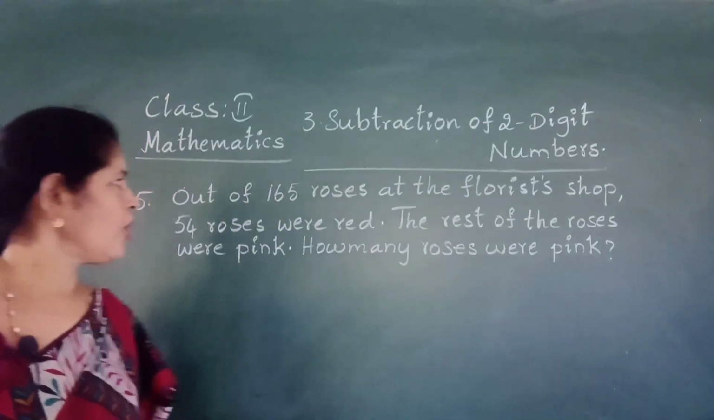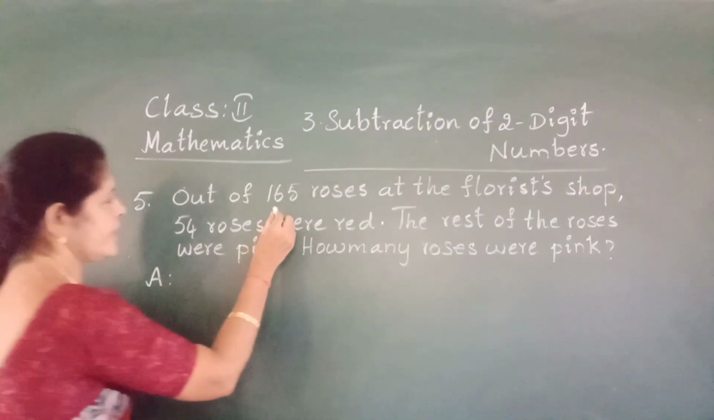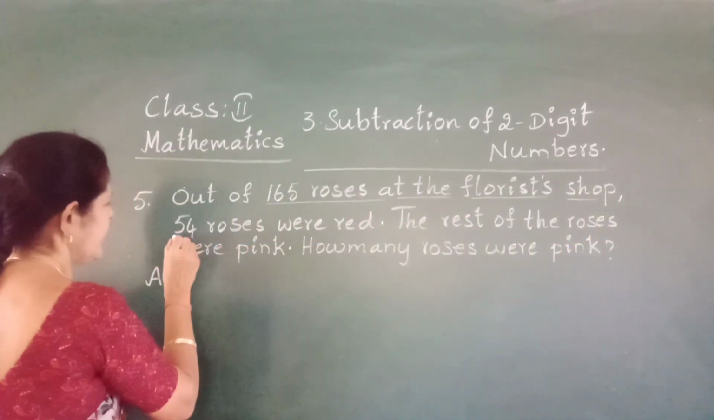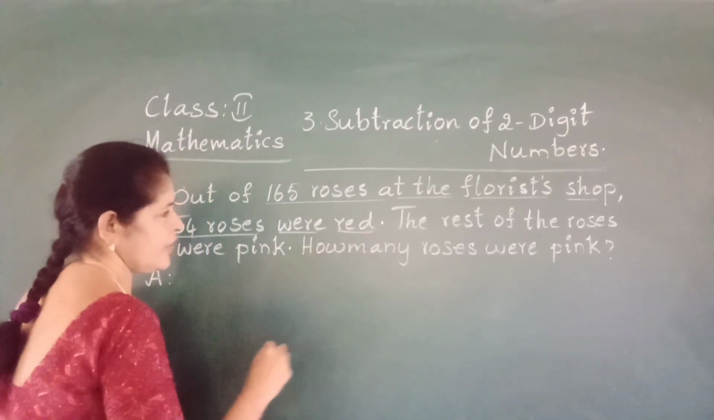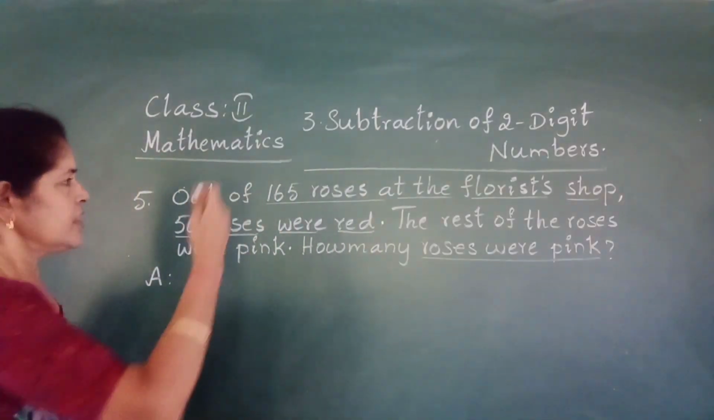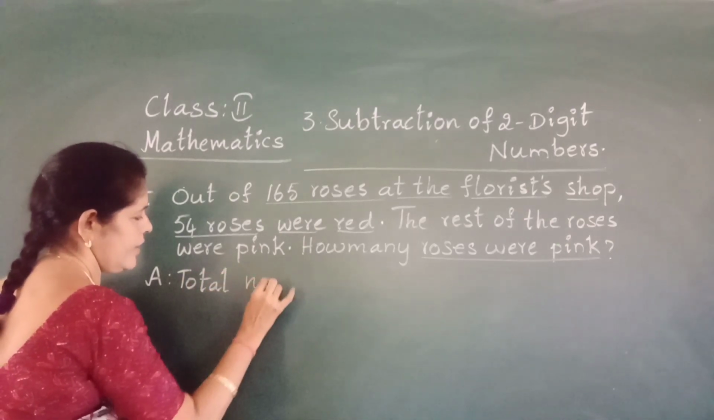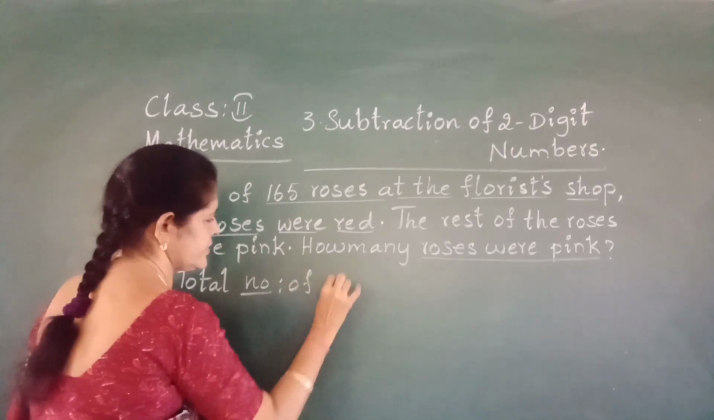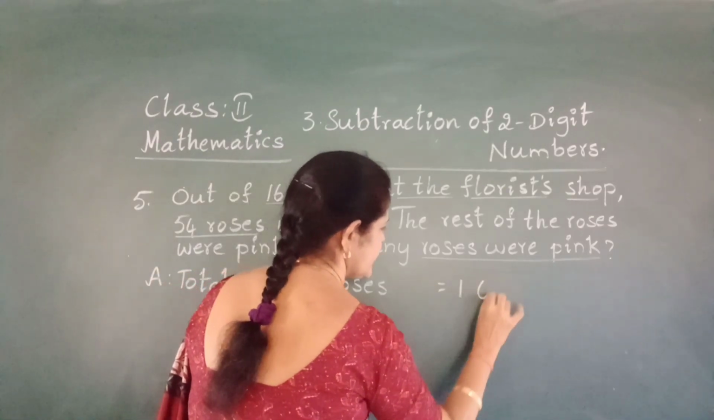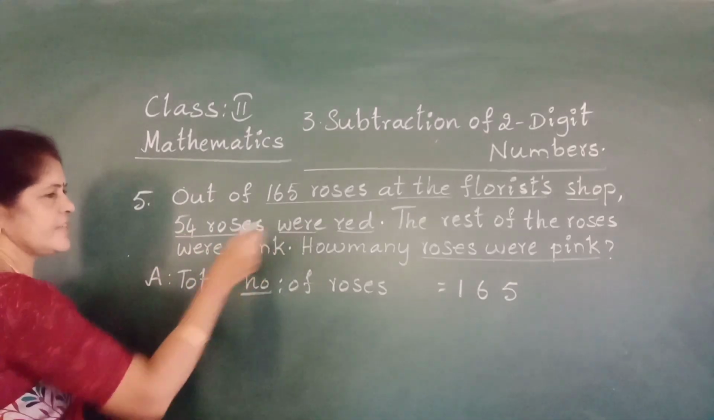Come on, children. Out of 165 roses, write the answer. Leave a line. 165 roses at the florist shop, flower shop. 54 roses were red. Here we find out pink roses. Rest of the roses were pink. That means write the answer. Total number of roses. What is the first number given in the question? 165, a 3-digit number. Among them 54 roses were red.